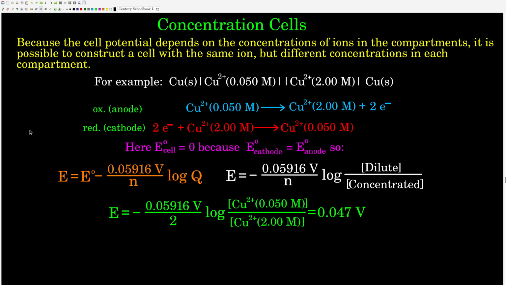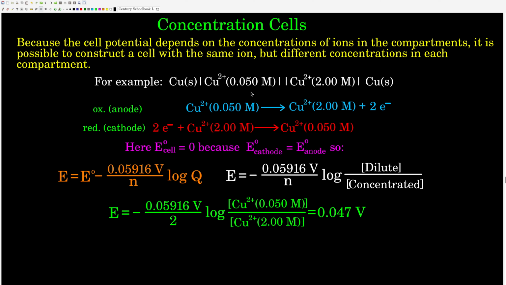It's possible to construct an electrochemical cell where each half cell has the same ion in it, just different concentrations, right? For example, the cell described by this line notation. The anode, where oxidation is happening, we have a copper electrode, copper 2 ion in solution at an initial concentration of 0.050 molar, salt bridge, and then in the other half cell, the cathode where reduction is happening, we have copper 2 ion also being reduced to copper, which is the copper electrode. This is 2 molar. So we have a dilute solution and a concentrated solution.